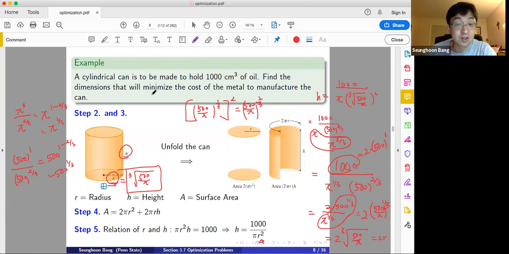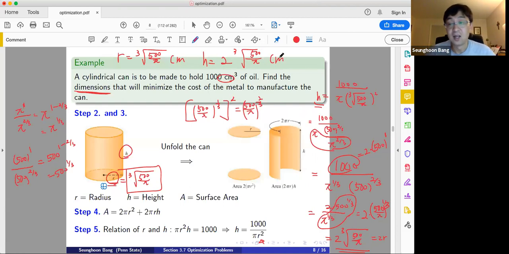What are the dimensions here? The radius is the cube root of 500 over pi. What's the unit? You can use centimeters. What's h? h is this calculation here: 2 times the cube root of 500 over pi centimeters. So that's it. This is exactly the answer to the second question.